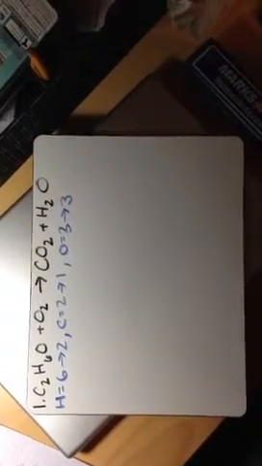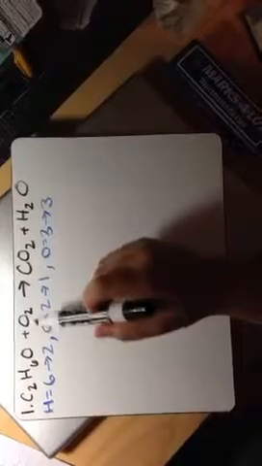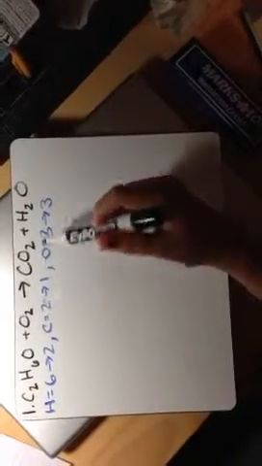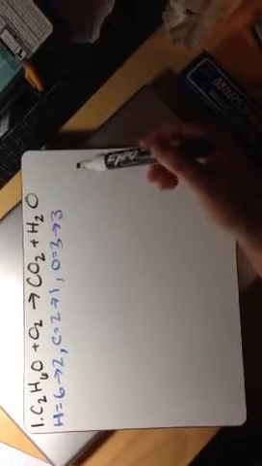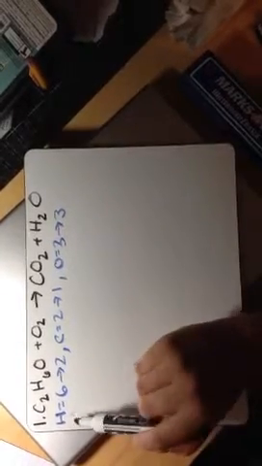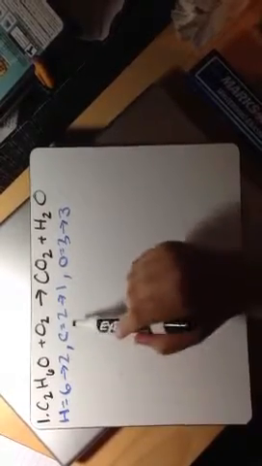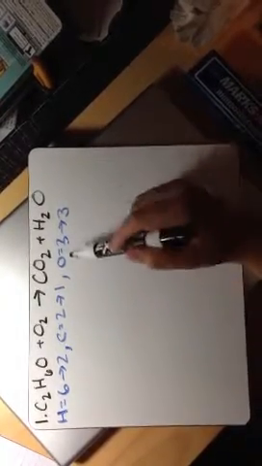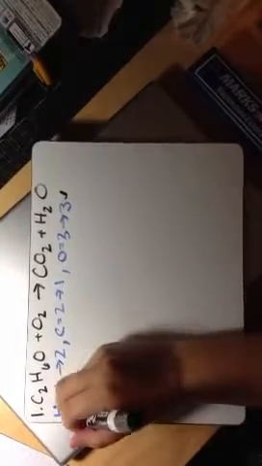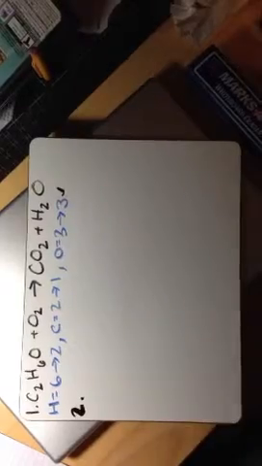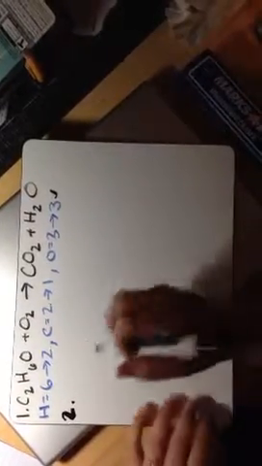The first equation was C2H6O plus O2 makes CO2 plus H2O. Right now we have 6 to 2 hydrogens, 2 to 1 carbon, 3 to 3 oxygen, so that's good. We'll see if that changes. Then our next equation: first we want to balance out the hydrogens because there are the most hydrogens.